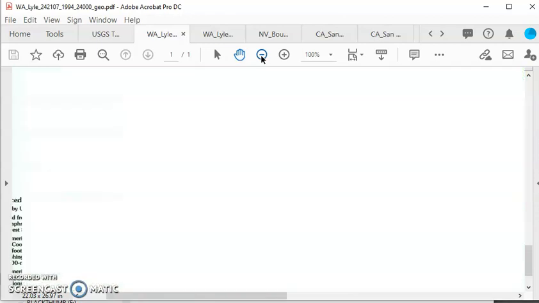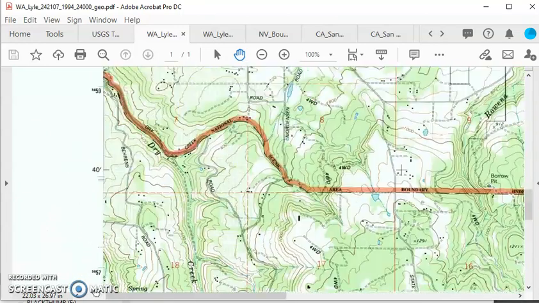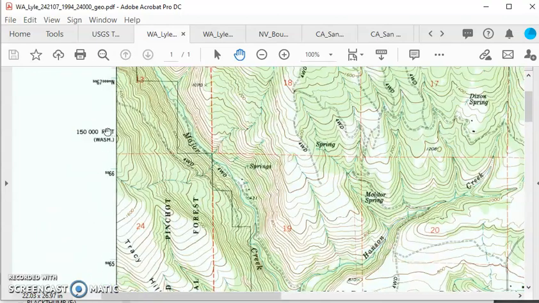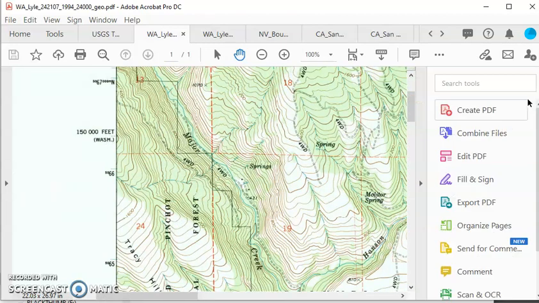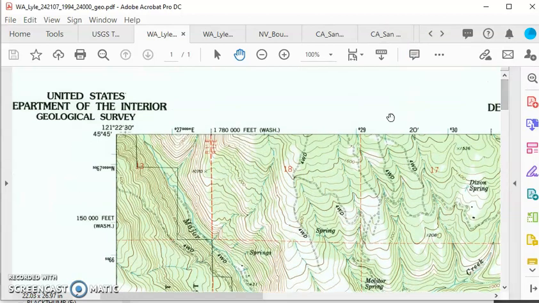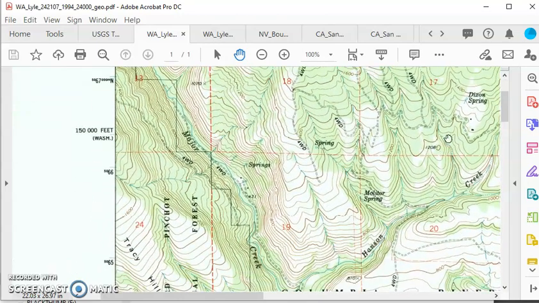So let's explore that just a smidge. Going to zoom out a little bit. So along the bottom, we established that we're at 45 degrees, 37 minutes, 30 seconds, if I can say it right. And when we go all the way to the top of the map, then we're at 45 degrees, 45 minutes. Again, 7.5 minutes.